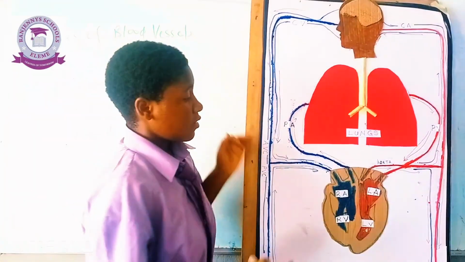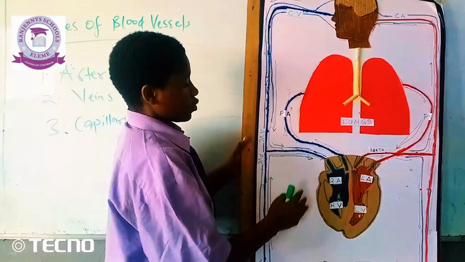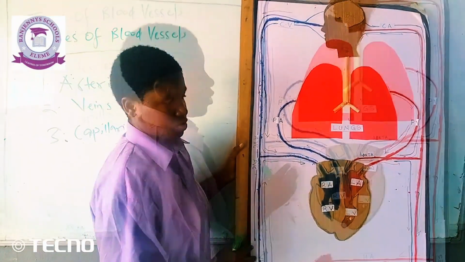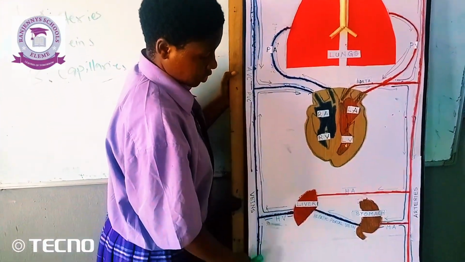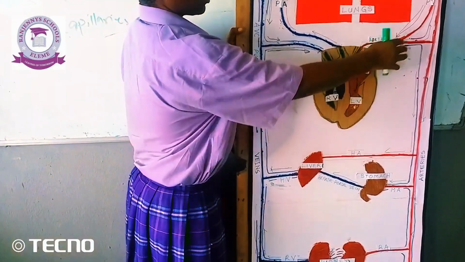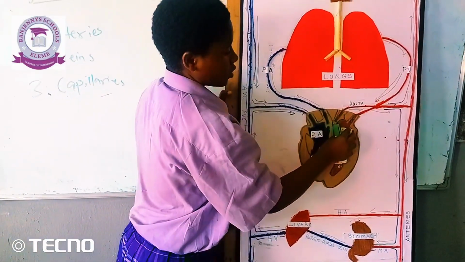What are veins? Veins are blood vessels which take blood to the heart. All veins take deoxygenated blood from the body cells to the heart, except the pulmonary vein, which takes oxygenated blood from the lungs to the heart.